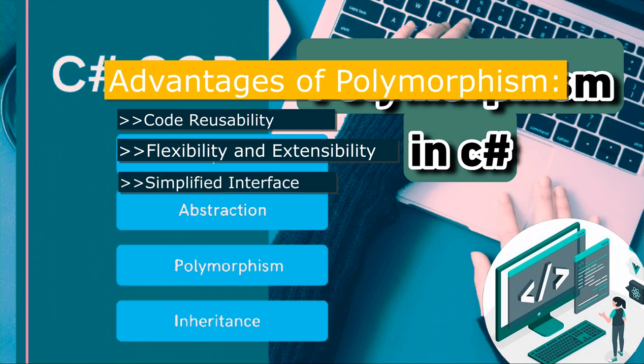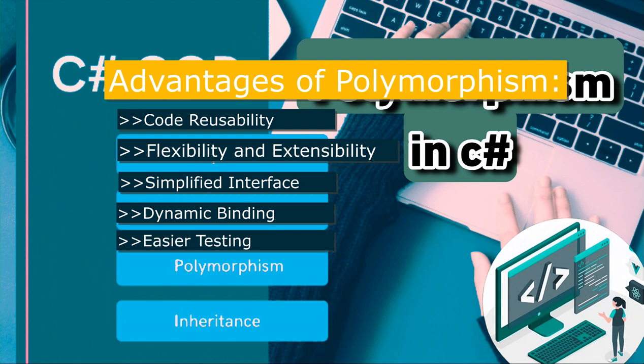Next, simplified interface. Polymorphism abstracts away the details of specific implementation, allowing you to work with objects at a higher level of abstraction. Then, dynamic binding. Polymorphism enables dynamic method invocation. The actual method that is executed is determined at runtime based on the object type. This dynamic binding improves the flexibility of our code.